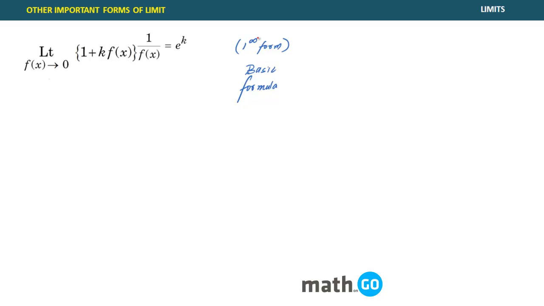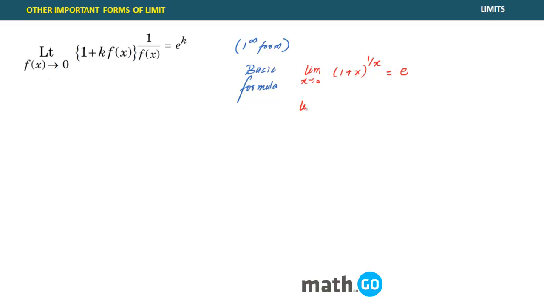limit x approaching 0 of (1 plus x) raised to power 1 by x. In the base you have 1 plus x, so you can see as x approaches 0 this tends towards 1, and in the power you have the reciprocal of what is written in the base. So this formula is nothing but e.